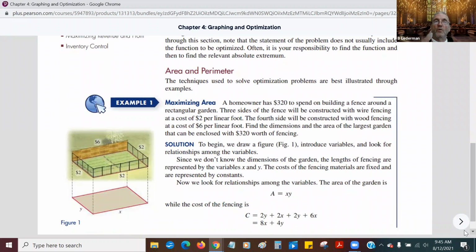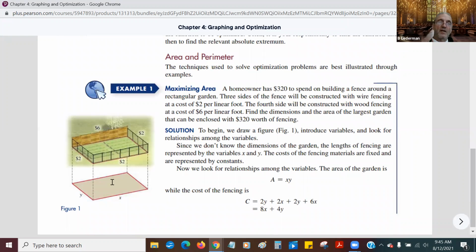And so what we're going to say is that this rectangle has one side X and the other side Y. The length is X, the width is Y. So the area of this rectangle is X times Y. So A equals XY. Now the cost is going to be 2Y plus 2X plus 2X plus 6X.